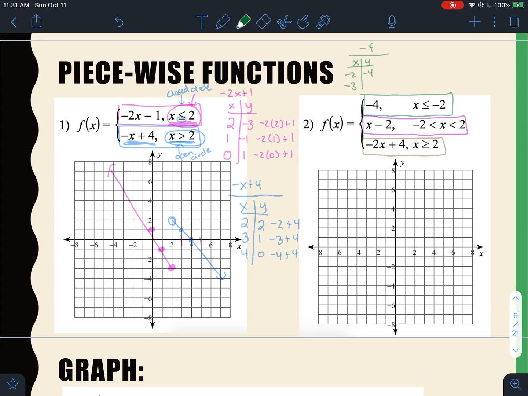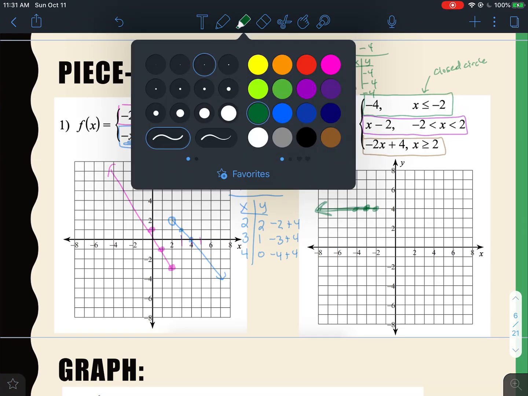And then smaller than negative 2 could be negative 3, and then negative 4. So this is going to be negative 2, negative 4, negative 3, negative 4, negative 4, negative 4. And then notice it's less than or equal to, so that is going to be a closed circle on the graph. And since it's smaller, I'm going to move to the left. And so that's going to be what the green piece of my graph looks like.